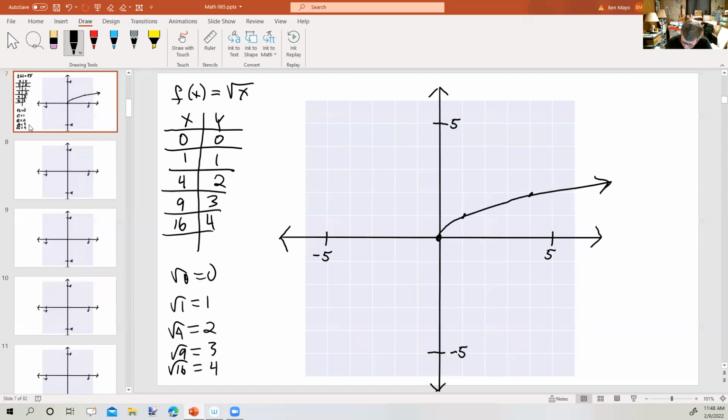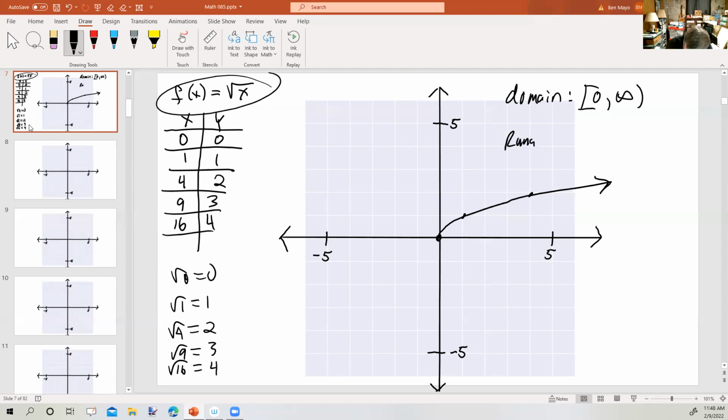Let me ask you this. What is the domain of this function based on the graph? Can x be negative? No, you can't take an even root of a negative number, and it doesn't show up on the graph as negative anyway. It's 0 to infinity. Any questions about that?